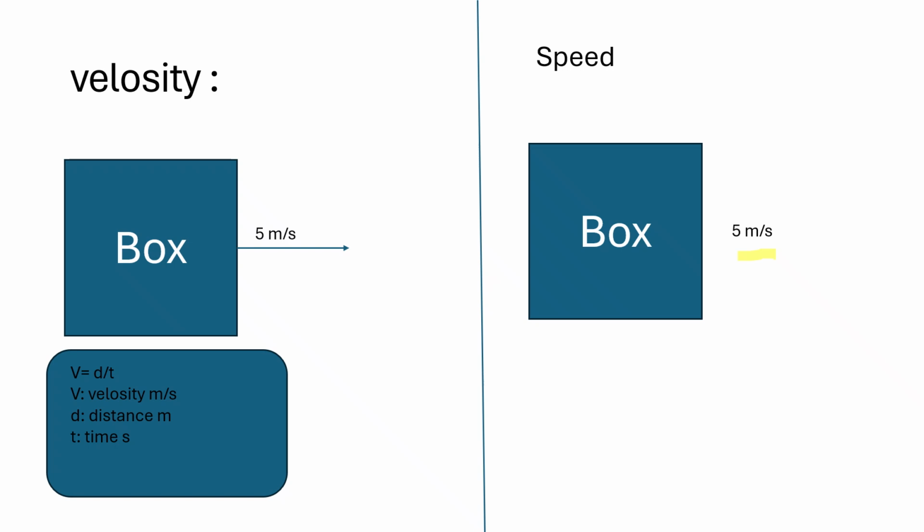Here we have the formula for velocity: V equals d over t, distance over time. Velocity is in meters per second, distance in meters, and time in seconds.